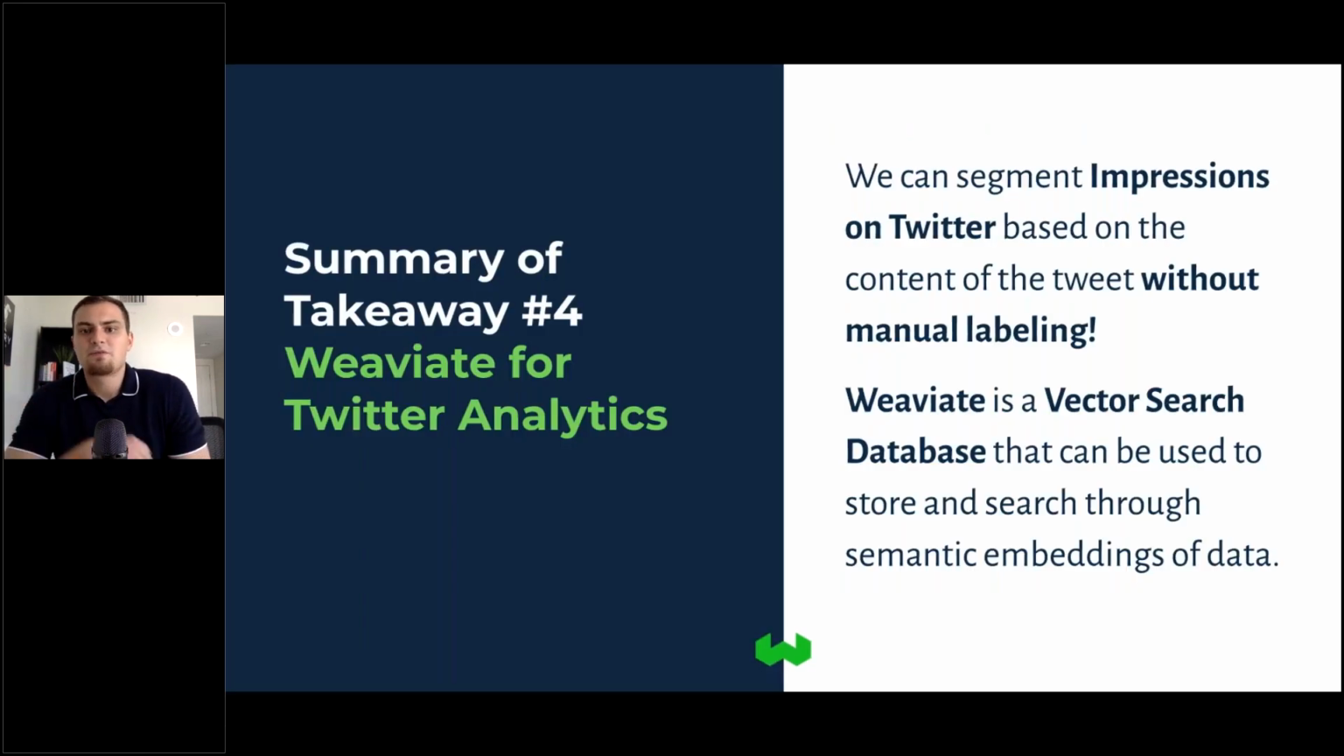So to summarize, the fourth takeaway was about Weaviate for Twitter analytics, showing how we can segment the impressions of my tweets based on the contents of the tweets, like whether it's about the Weaviate podcast, the AI Weekly Update, or whether it's about natural language processing or computer vision. We can do this all with the vector search interface without needing to manually label our content to recover the semantic categories. And Weaviate is a vector search database that can be used to store and search through semantic embeddings of data.